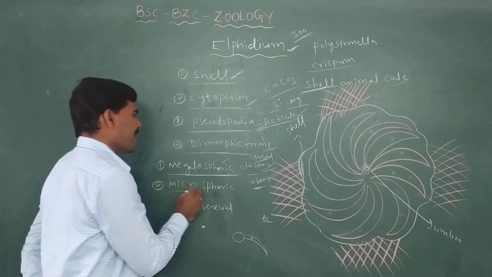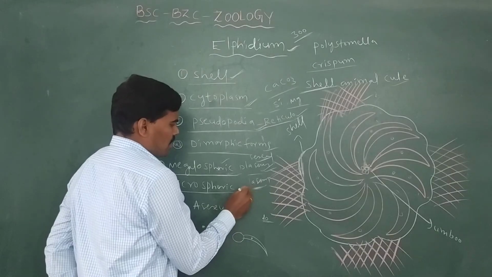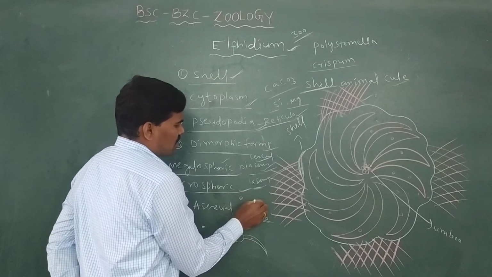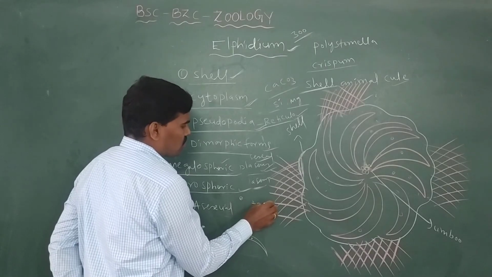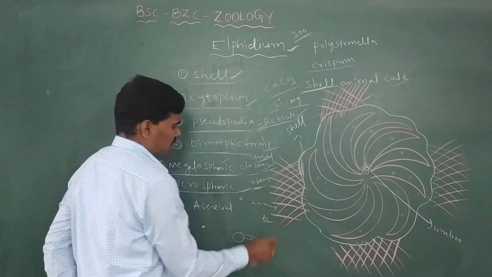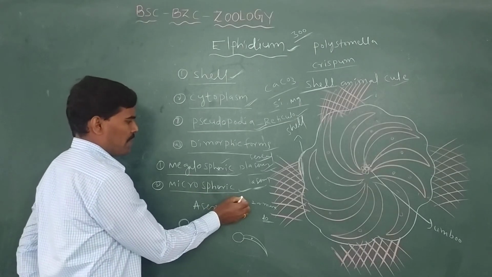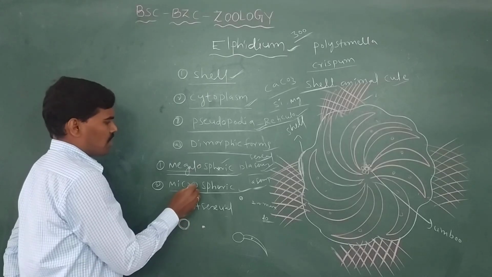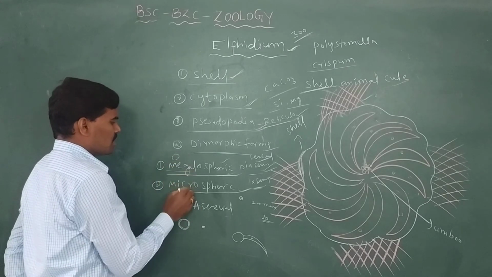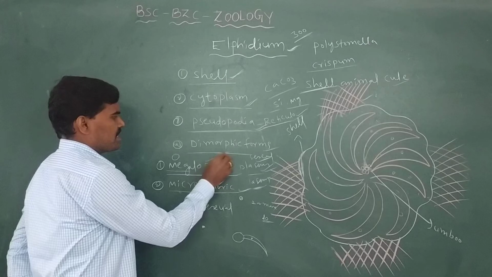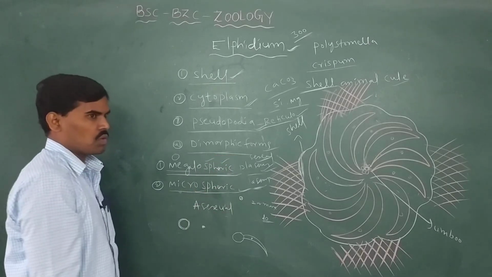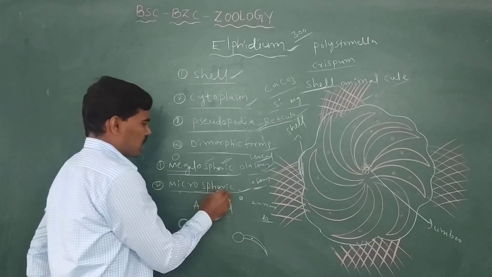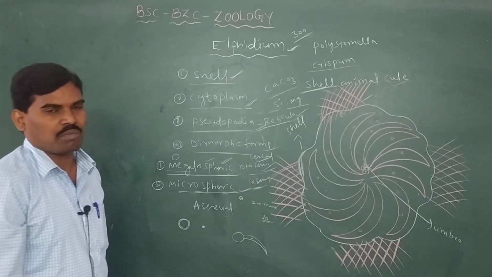Next, the microspheric form has a small proloculum, and two or more nuclei are present. Micro means small size, mega means large size. The large proloculum, the small proloculum. The megalospheric form has only a single nucleus, while the microspheric form has two or more nuclei. Megalospheric forms reproduce sexually, microspheric forms asexually.